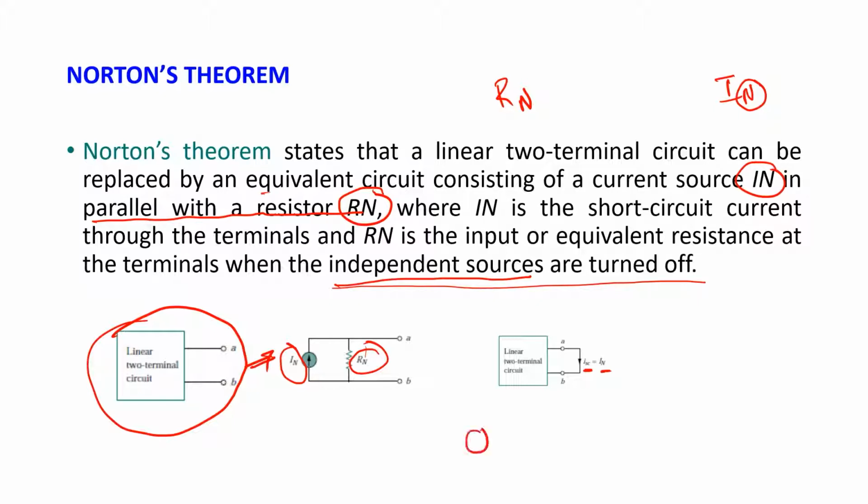Suppose you have a current source. When this is turned off, it becomes an open circuit. When we turn off a voltage source, it becomes a short circuit. That you have to remember. So let's do an example on Norton's theorem.